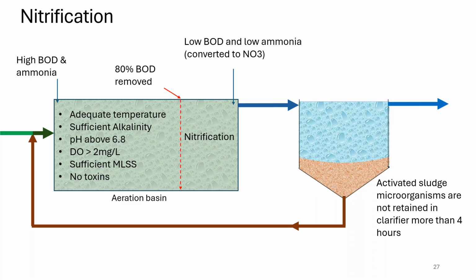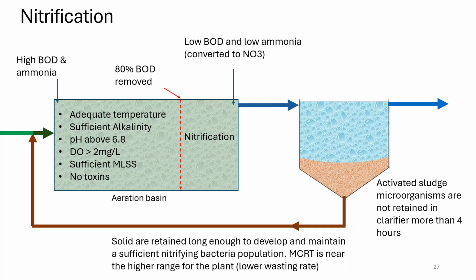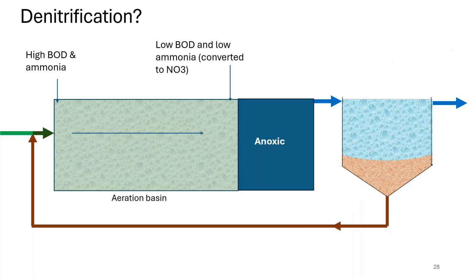And also another thing is we don't want to allow our microorganisms to hang around in the clarifier too long. These nitrifying organisms, they could start to die off after about 4 hours. And so we want to maintain a good population of microorganisms so we can make sure we have enough nitrifying bacteria. So we have our effluent going out. There's no ammonia there, but what about nitrogen? We still have nitrogen, so we need to figure out a way to remove nitrogen by denitrifying it.